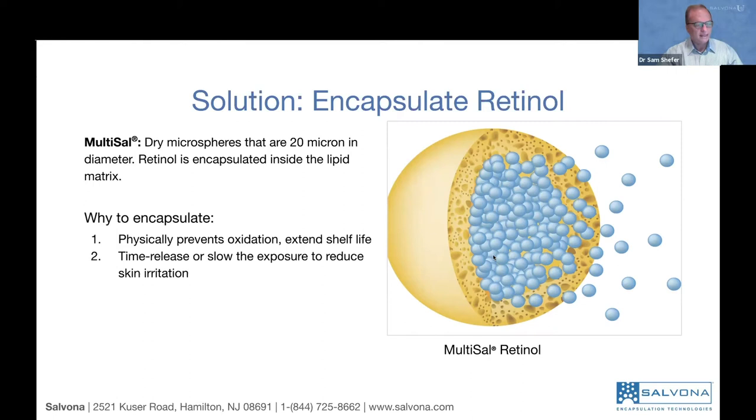Number two, the retinol will not expose all the retinol at once. So it will gradually be released and will not irritate the skin.